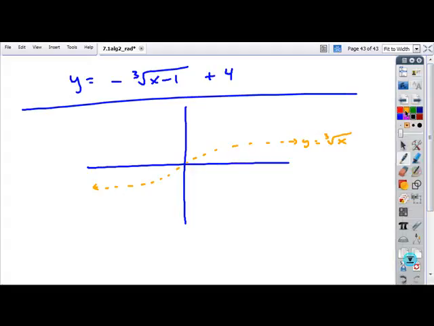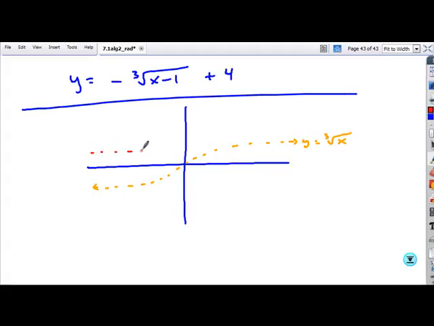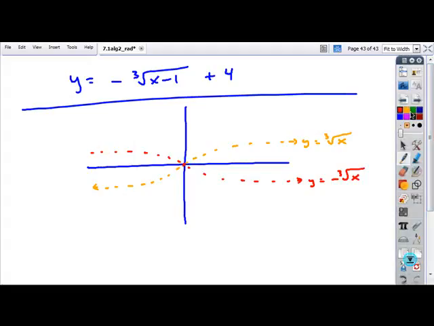So let me draw this in stages. My next stage, I apply my reflection. So this is y equals negative cube root of x. Okay, so I still have my common reference points here. So now I can take this red graph and go through my transformations, my shifting. So what is my vertical shift here?